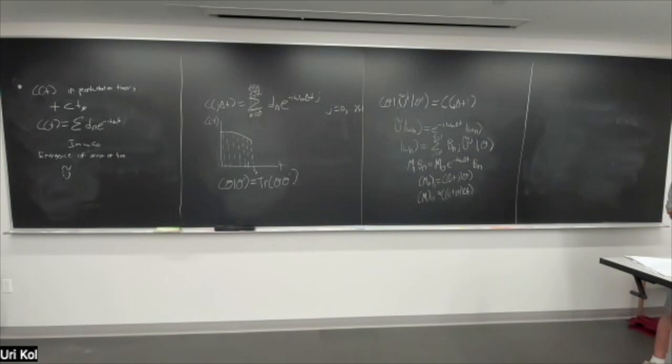So these eigenvectors, are they an orthogonal basis? They are not, because it's non-unitary. Yeah, there's left and right eigenvectors. Okay.